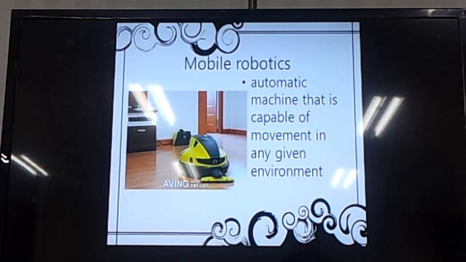Mobile robotics: a mobile robot is an automatic machine that is capable of movement in any given environment. For example, a robot cleaner must take in information because it can set its course by doing that. As mentioned earlier, OpenCV contributes to handling that information. You can easily expand where OpenCV is used.